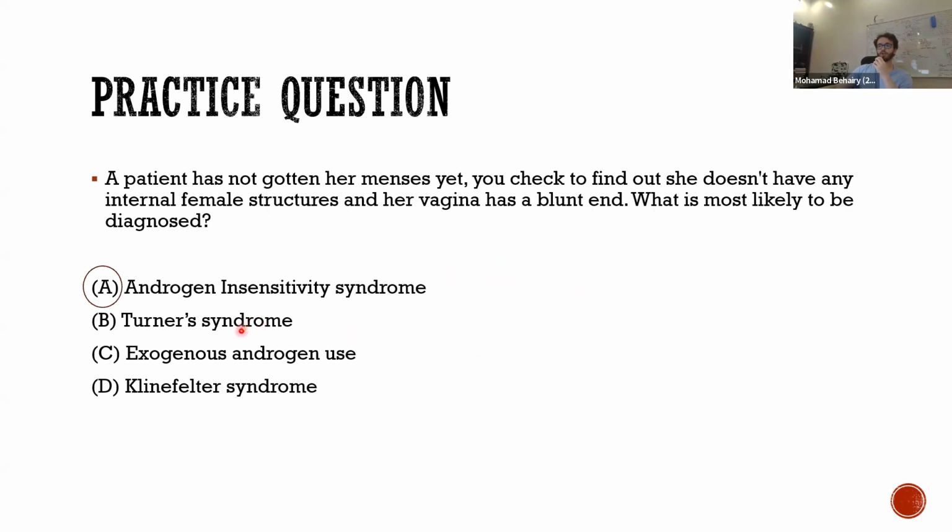You guys didn't take Turner's. Exogenous androgen use has nothing to do with not having internal female structures. I mean, if someone injected testosterone, the uterus would not disappear, for example. And Klinefelter syndrome, this isn't the case, because Klinefelter syndrome affects males. In a guy, you wouldn't be surprised that there isn't a uterus inside him. Or in a guy, you wouldn't see a vagina with a blunt end in Klinefelter syndrome. The answer is A, androgen insensitivity syndrome.